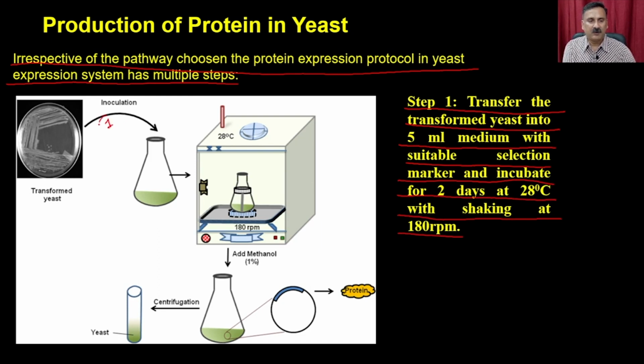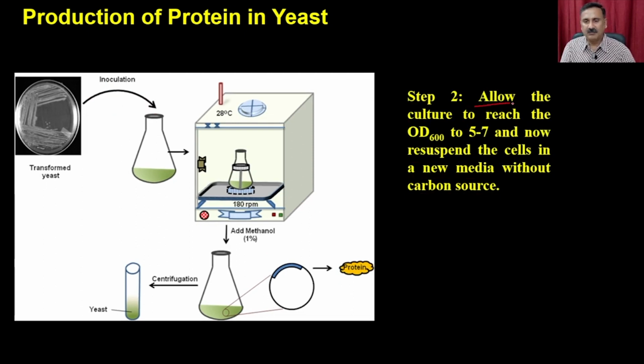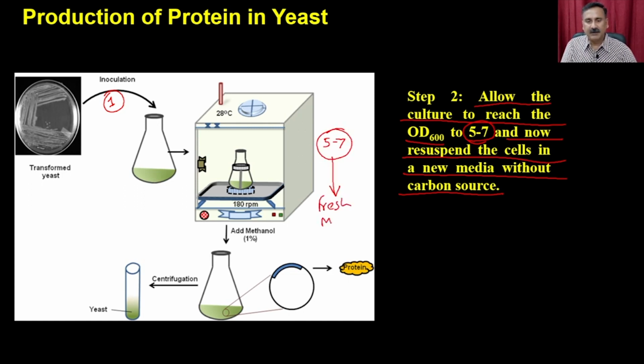So in step one, you are going to transfer the transformed yeast into a suitable media. Then you put it for shaking at 28 degrees Celsius for 2 days, and that is going to give you good cell mass. In step 2, you allow the culture to reach an OD 600 of 5 to 7, and now you resuspend the cells in a new media without carbon source. So first you inoculate the cells into a media, let them grow for 2 days at 28 degrees Celsius and 180 RPM. And once the OD is at 5 to 7, you can transfer this into a fresh media, and that is step 2.